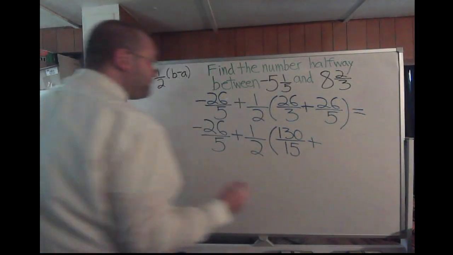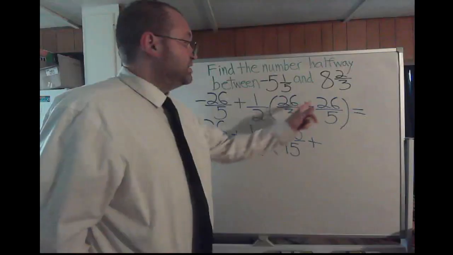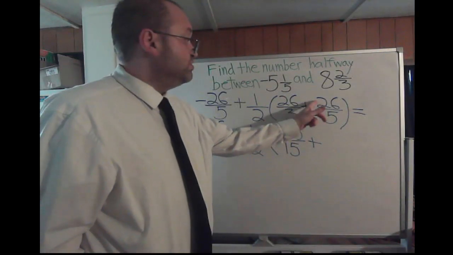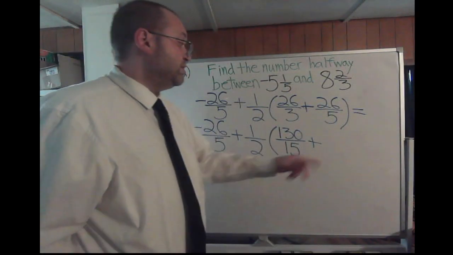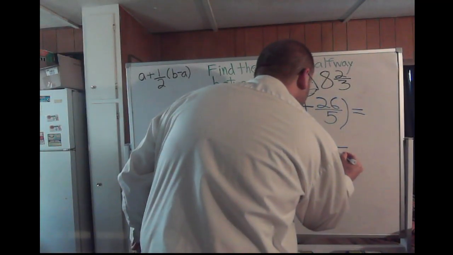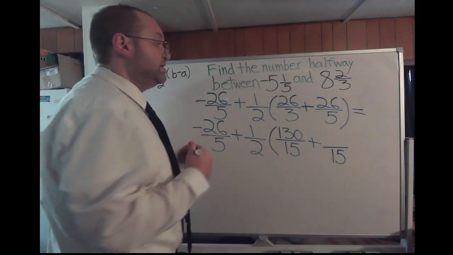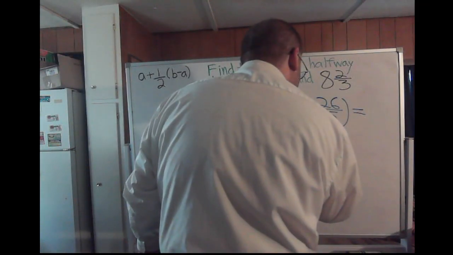Plus, now we have to take the second fraction, multiply both numerator and denominator by 3 to get our denominator of 15. Well, we know the denominator is going to be 15 when we multiply 5 by 3, but what about 26 times 3? That's going to be 78.